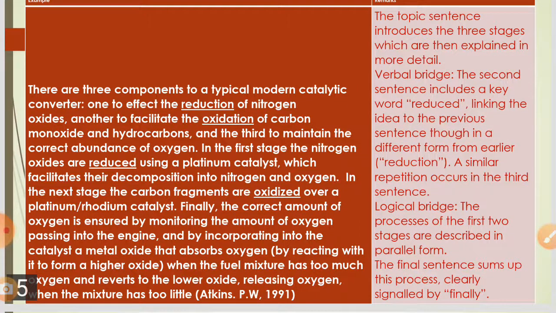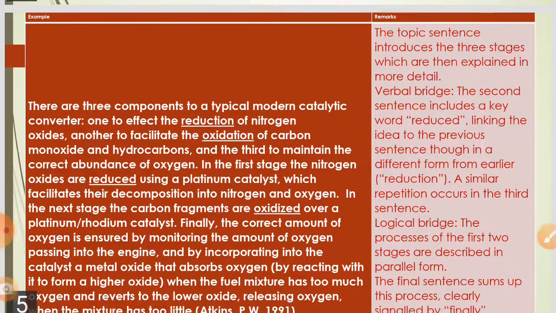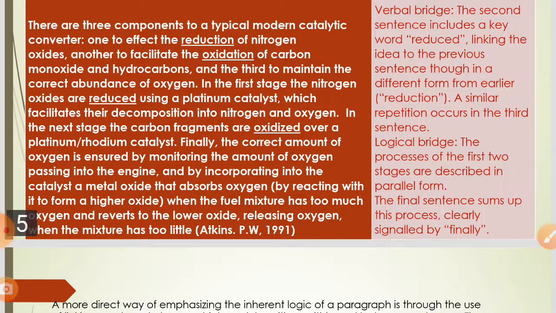In the following diagram, we see that there are three components to a typical modern catalytic converter: one to effect the reduction of nitrogen oxides, another to facilitate the oxidation of carbon oxide, and the third to maintain the correct current. The following examples are used for science students, showing how they use catalysts in a place. So this is an example only for practical and experimental sense.